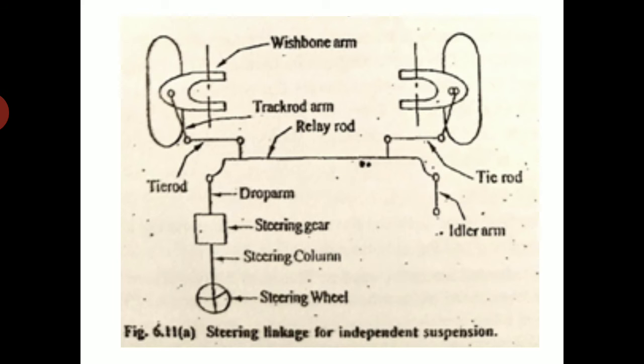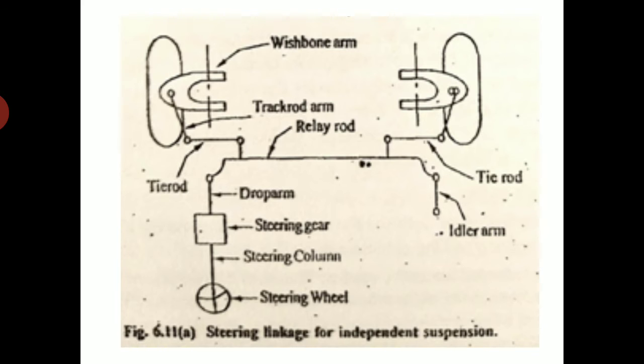Okay. So if you see independent suspension, you can see here the steering wheel, steering column, steering gear, diaphragm, and a relay rod. There is one relay rod here; in the previous section we saw two relay rods. Then again the tie rod and wishbone arm. Exactly, the tie rod is separate here.